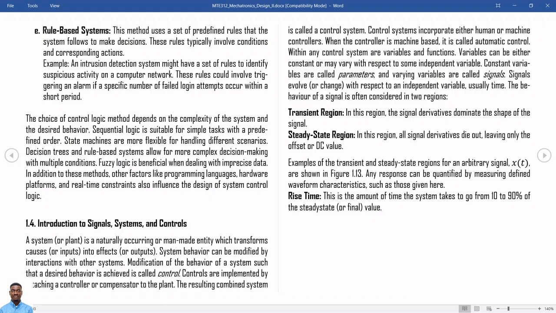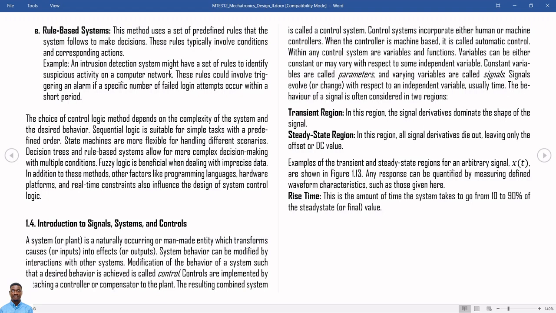Let me just run over it again. A system converts input to output. To control the behavior of your system, you need to do what we call control. For you to do control on a system, you need to combine that system with either a controller or a compensator. Once you combine a controller or a compensator with a system, you have a control system. The form of control can either be a human-based controller or a machine-based controller. When it's a machine-based controller, you have what we call automatic control.